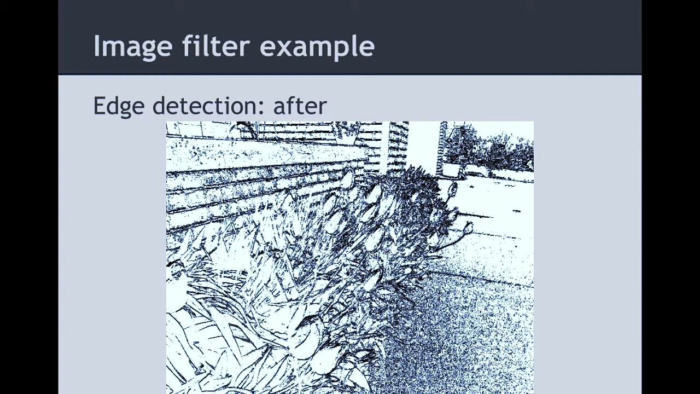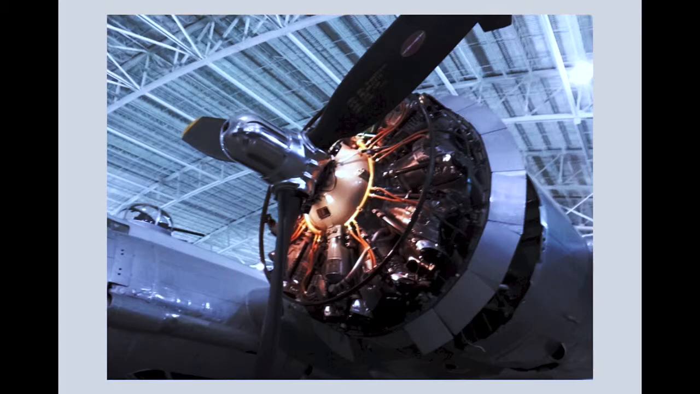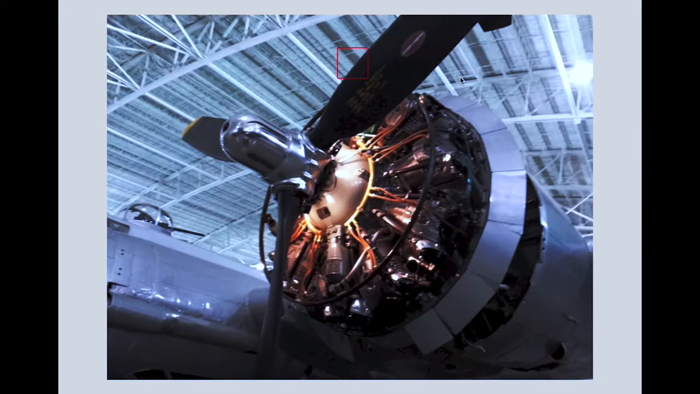Okay? So let's look a little more in depth at this. Here's another image. This one happens to be of the engine of a World War II vintage bomber aircraft. So this is the before picture. This is the after picture, after we've applied the edge filter. And now what we're going to do is consider a sub-area of this image. So this red square, we'll zoom in on that in a moment. So this is the before image and the after image, the same area that we'll be looking at. And now let's blow that up.